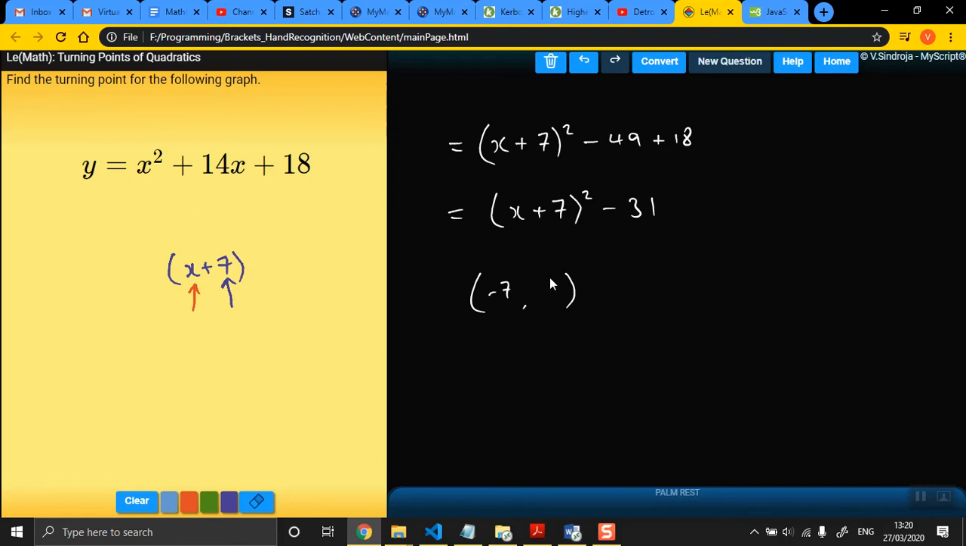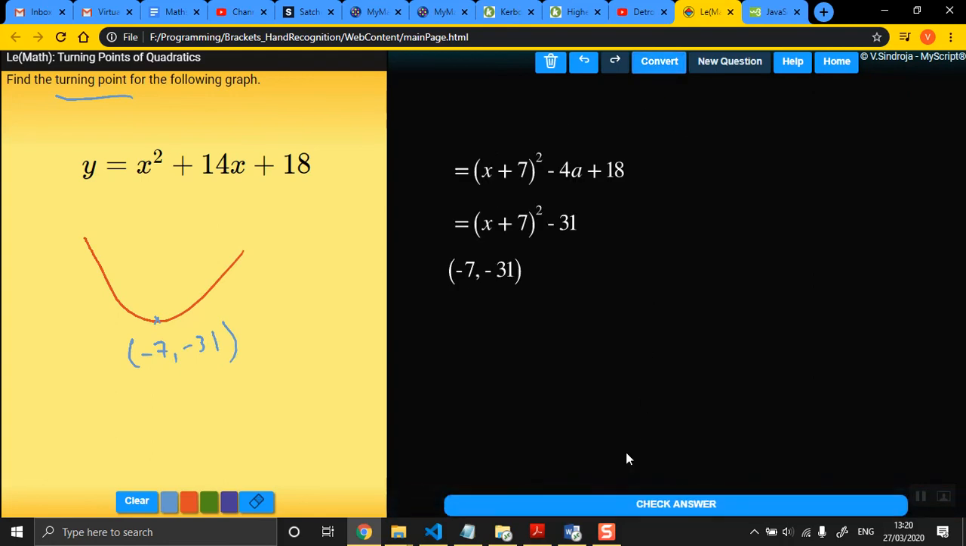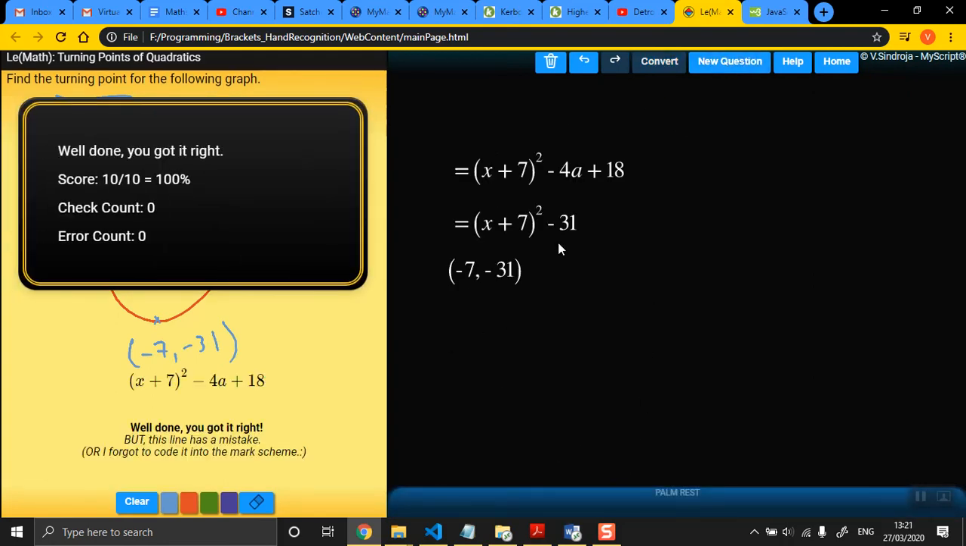The y value is literally the number that appears on its own outside on the end. It literally is that number, so minus 31. Let me rub out that line because it's not going to like that when I mark it. So the lowest point on the graph, the turning point, has coordinate minus 7, minus 31. And if we convert and check that, that's right. I wrote it incorrectly. It should be a 49, but it picked it up as an A for some reason.